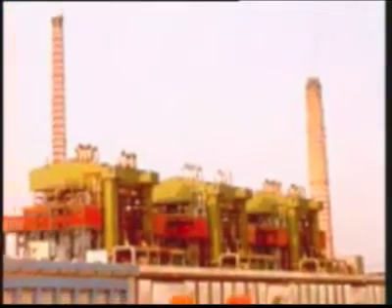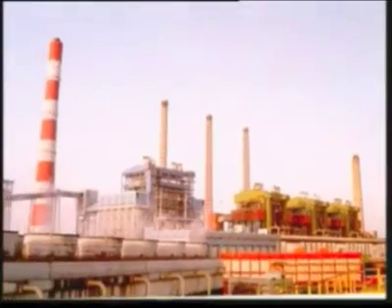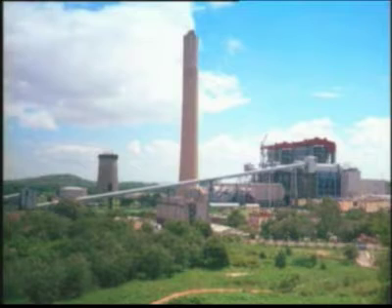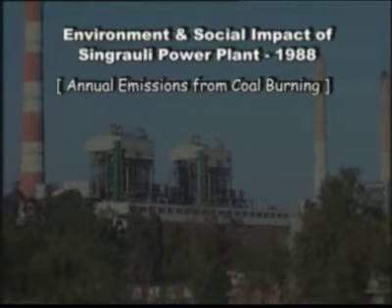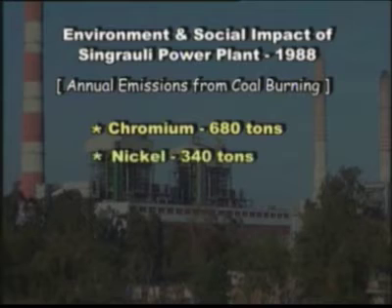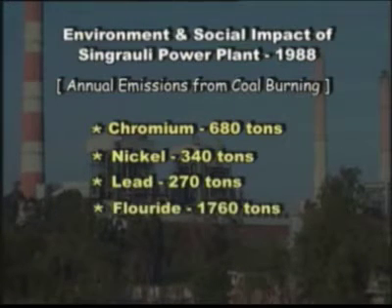According to an assessment in 1988 of environmental and social impact of thermal power plant in Singrauli, coal burning alone was responsible for emitting 680 tons of chromium, 340 tons of nickel, 270 tons of lead and 1760 tons of fluoride per year in the environment.